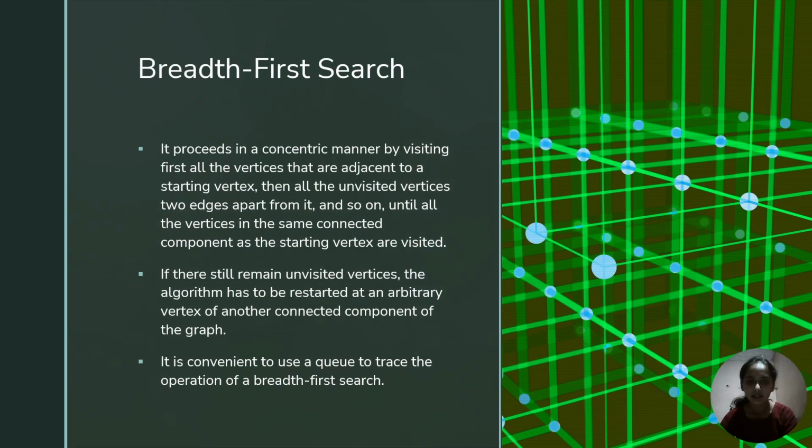Breadth first search is another technique of graph searching algorithm. It proceeds in a concentric manner by visiting first all the vertices that are adjacent to the starting vertex, then all the unvisited vertices two edges apart from it, and so on, until all the vertices in the same connected component as the starting vertex are visited. If unvisited vertices still remain, the algorithm has to be restarted at an arbitrary vertex of another connected component of the graph. It is convenient to use a queue to trace the operation of breadth first search.